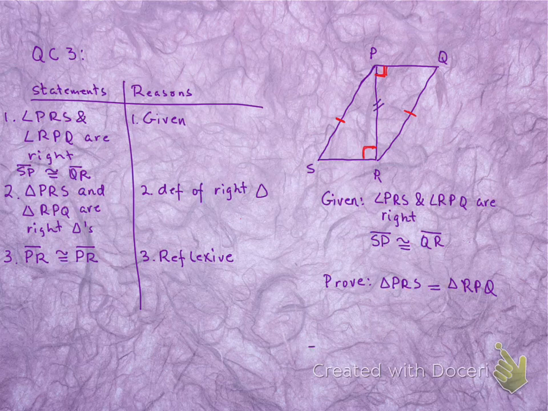Okay, now we have the triangles marked up, and we can safely and accurately say that triangle PRS is congruent to triangle RPQ because of HL. The hypotenuse right here, each one congruent to each other, and PR, the leg, obviously is congruent to itself by the reflexive property.